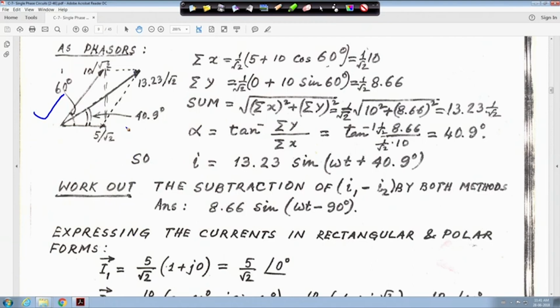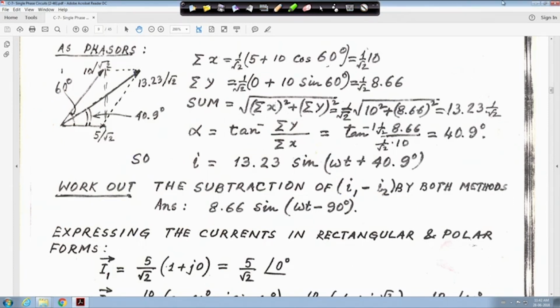So, next, you have an exercise given to you. You find out I1 minus I2 by both methods, two methods I have shown, and the answer is also given here. This is your exercise, you will do it, right.